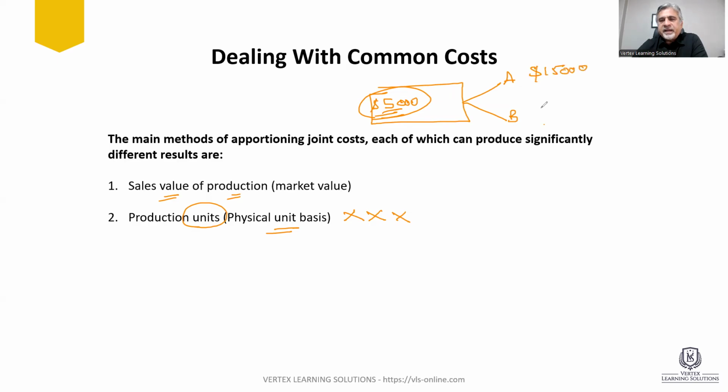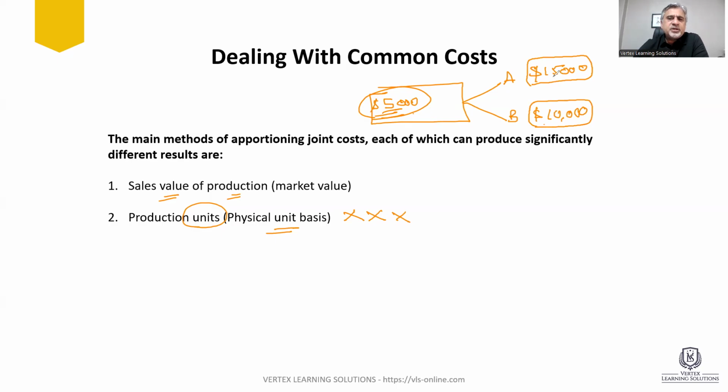And this has a sales value of $10,000. So now you make a proportion based on the sales value. You say, okay, this has more sales value, so it should be charged more cost. It has less sales value, so it should be charged less of the cost. How do you do that?